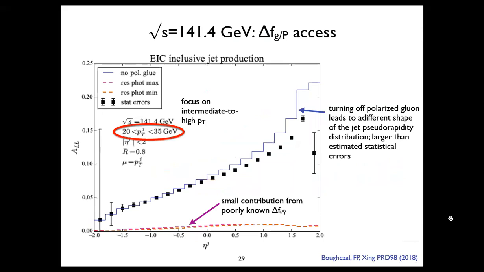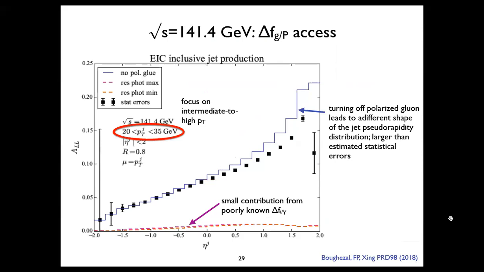This slide right here shows you the effect of focusing on this intermediate pT region and turning off the polarized gluon to check the sensitivity of this distribution to that quantity. You can see from comparing the black points to the blue line on this slide that you do have good sensitivity to the polarized gluon from this measurement. The other interesting thing you can see from this is that this region of parameter space is not sensitive at all to our models of the resolved photon distribution.